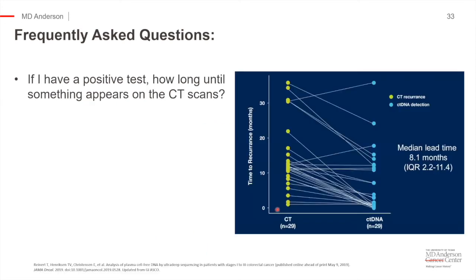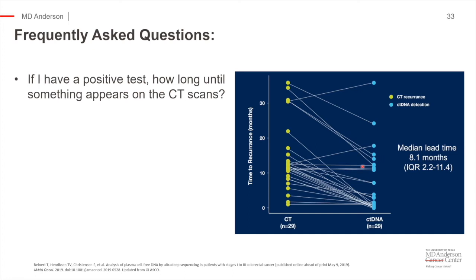If I have a positive test, how long until something appears on the scan? Now, this varies by a number of the studies, but we think that it's somewhere around the 8 month or so to 12-month lead time. But for an individual patient, there's a lot of variability around it. So it's something that we're trying to define a little better in the field, and it depends on a few things in these cohorts, like how good the assay is, how frequently the CT scan is being done, right?